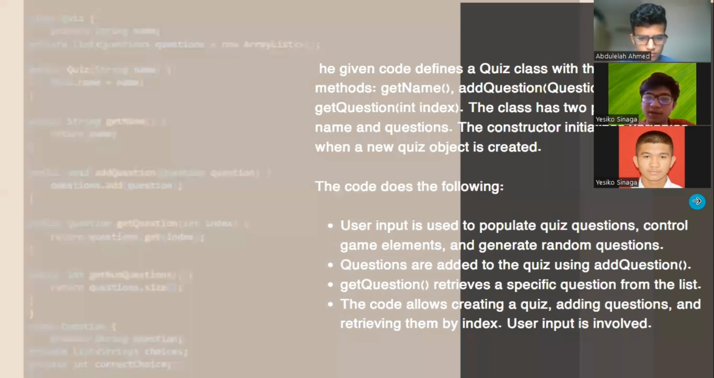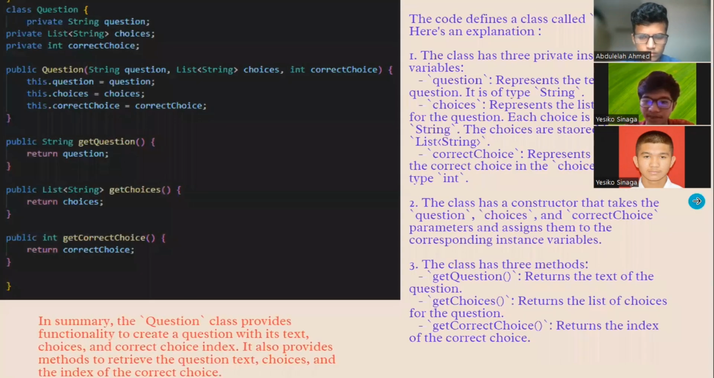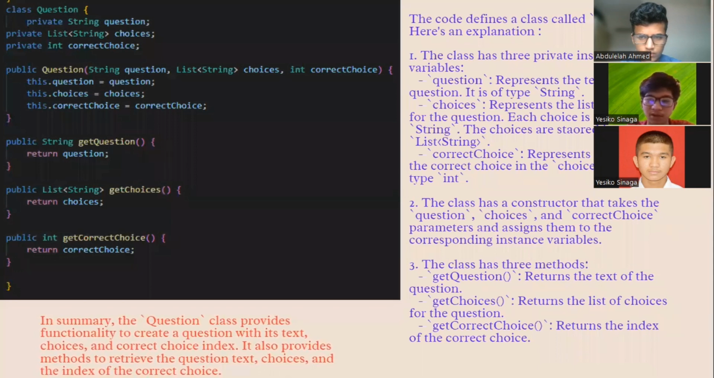The class Question. Here's an explanation. The class has 3 private instance variables. The first one is question, representing the text of the question. It is of type string. The second one, choices, represents the list of choices for the question. Each choice is of type string. The choices are stored in a list of strings. The third is correctChoice, representing the index of the correct choice in the choices list.